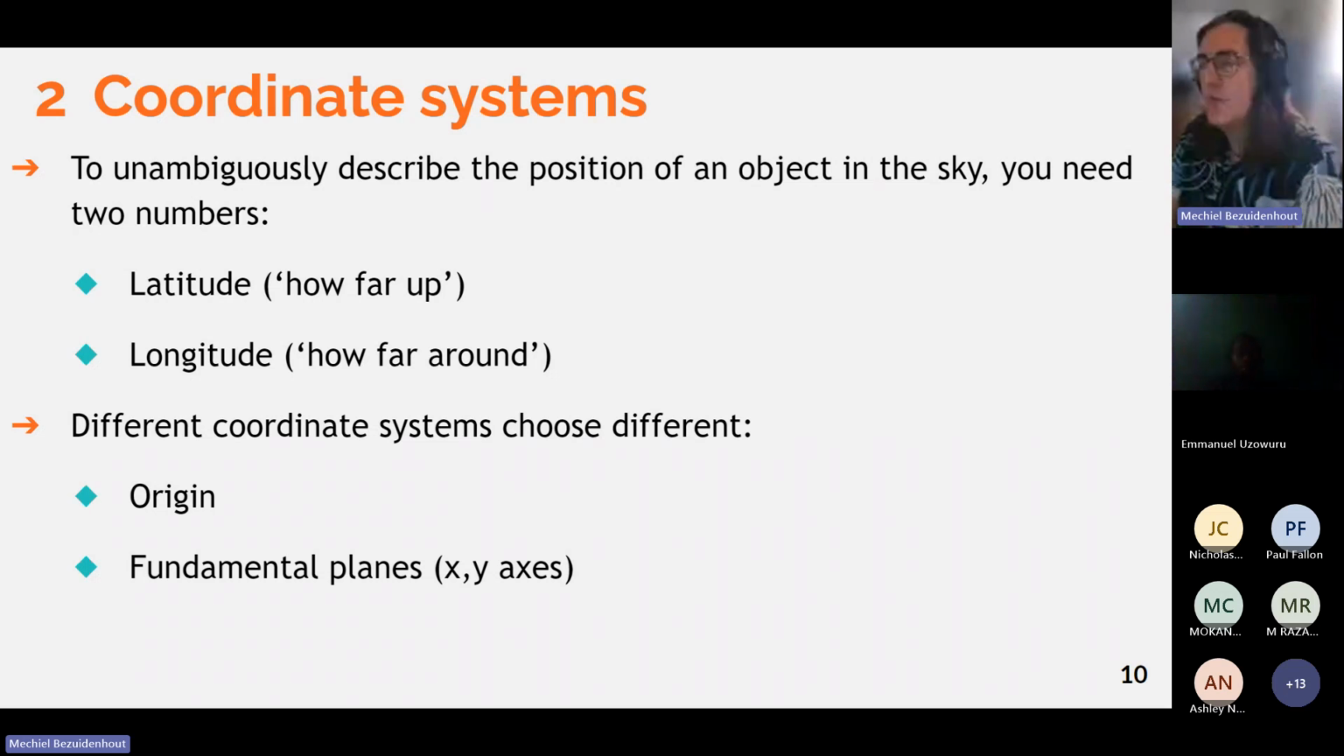And then we can use different coordinate systems which have different origins. So is the origin on the observer, or on the sun, on the earth, or on the galaxy, or some other origin. And it can have different fundamental planes, basically meaning how you define your X and Y axes.